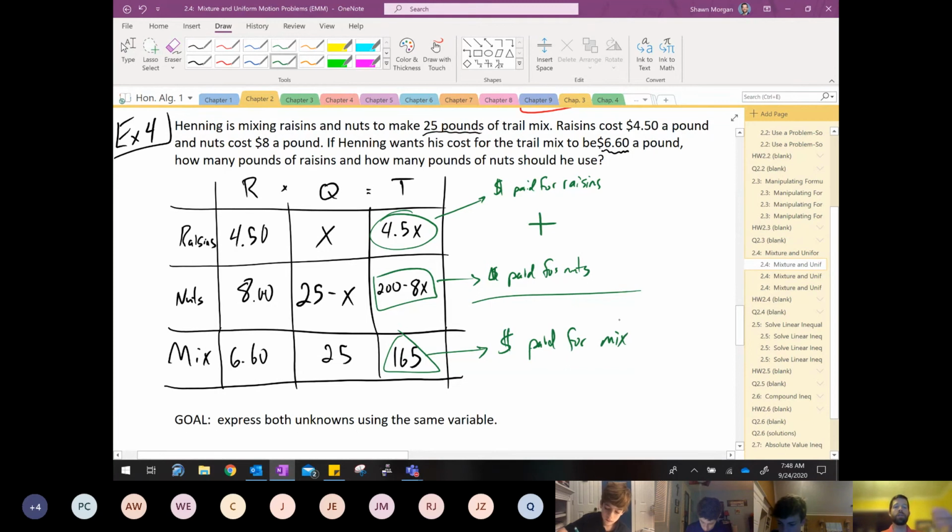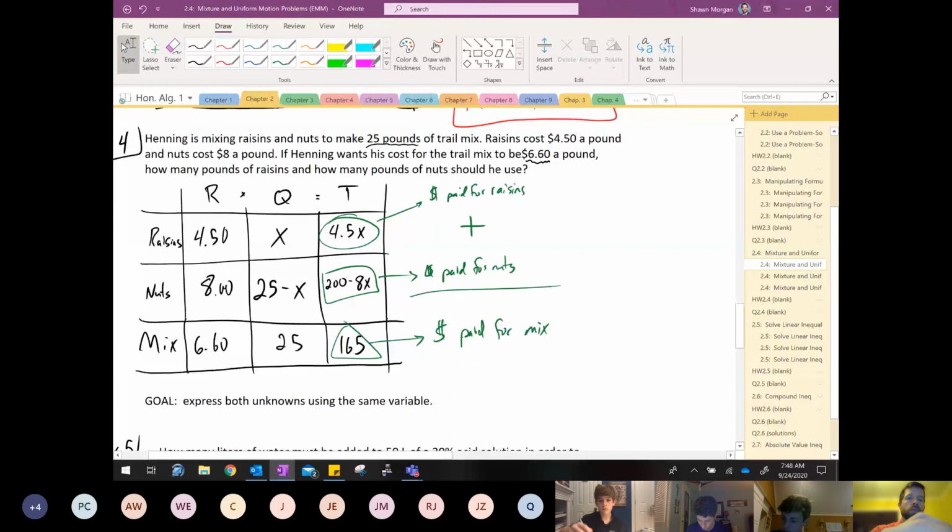So with mixture problems, we've got this extra step. That's why it's a B-level question. It doesn't make it much harder. It just makes it a little bit longer. So let's put together our equation here in blue, and we'll wrap things up for today.